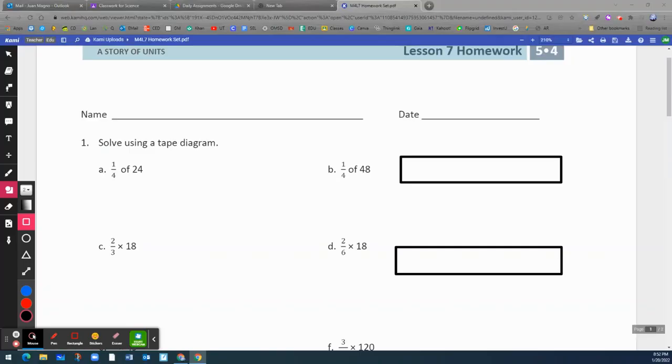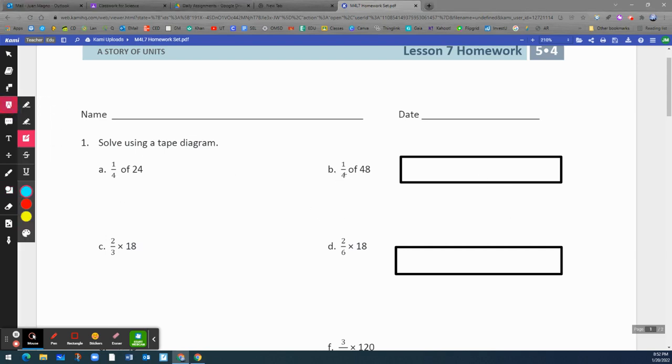My dear apprentices, in this video, I'm going to show you how to solve the fraction of a set using a tape diagram. As you can see, I already have a tape diagram set up on my screen. So now my next step is I'm going to look at the denominator. The denominator tells me how many parts I need to create.